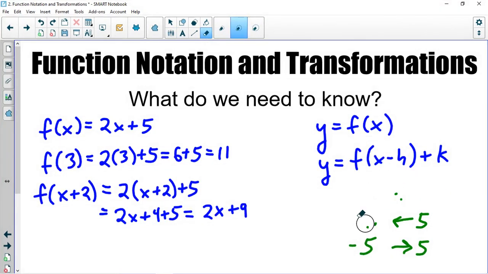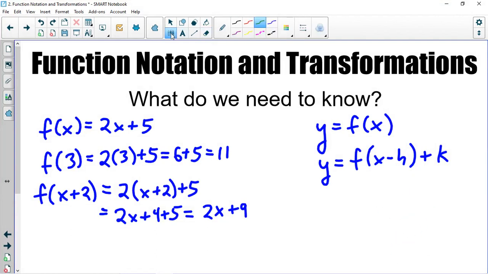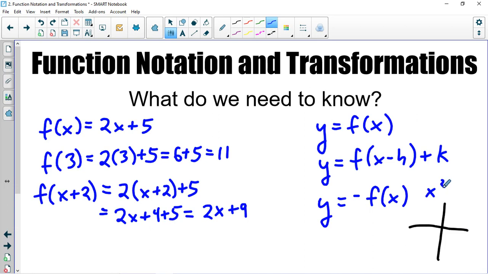Now, there's one other transformation I want to talk about before we jump into our examples, and that has to do with, what if we had something like this? y equals negative f of x. We're not adding or subtracting here, we're throwing a negative in front of the function. What would that do? The easiest way to explain this is to work with y equals x squared. If we had x squared, hopefully we know that shape, that would be a parabola, a concave up parabola opening up.